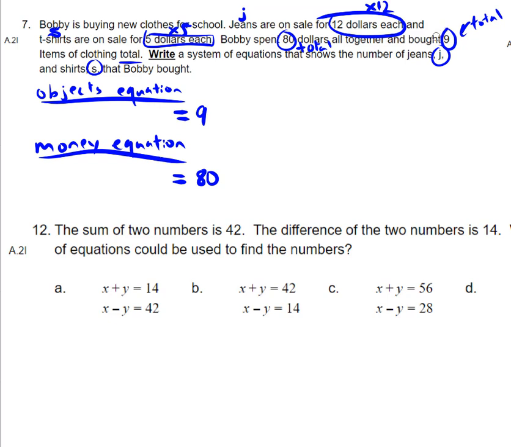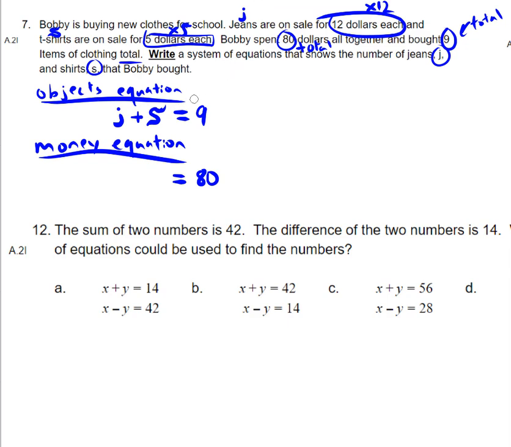Now, what makes up those 9 items of total clothing? Sorry, not $9, those 9 items. Well, it looks like they're going to be made up of my jeans and my t-shirts. So if I take my jeans and I take my t-shirts, what would I have to do? I would have to add those two, right? And I should get 9. In other words, the total number of t-shirts plus the total number of jeans should equal 9. And that makes sense. That's my objects equation.